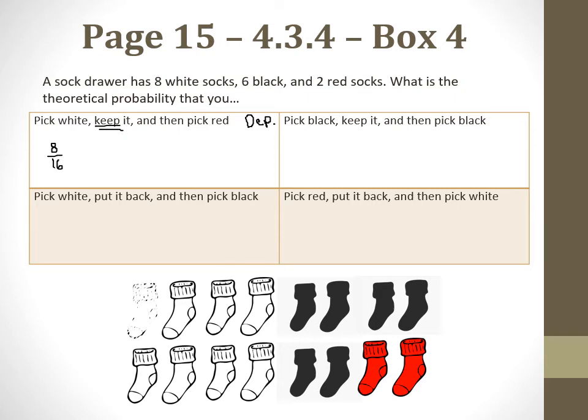So now when we're looking for the probability of picking red, there are 2 red socks out of only 15 left in the drawer. So that number of possible outcomes went down by 1 because we kept out the white sock. So that is going to be 16 out of 16 times 15, which is 240. Those are both divisible by 16, which leaves us with 1 out of 15.